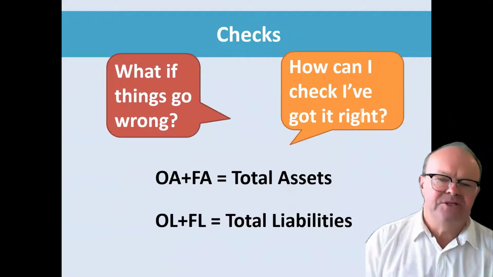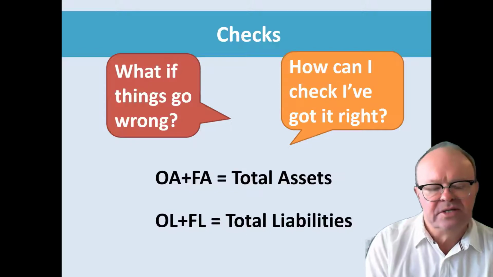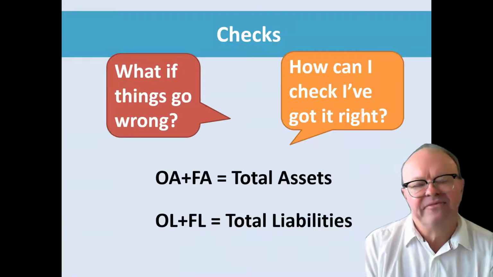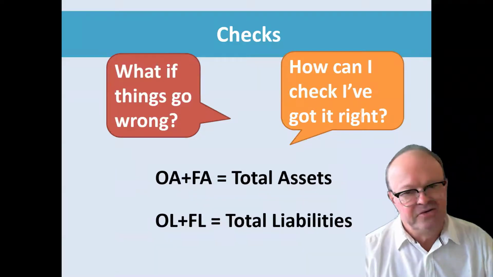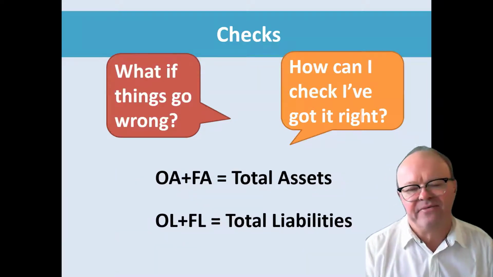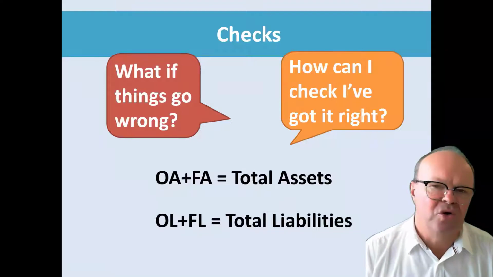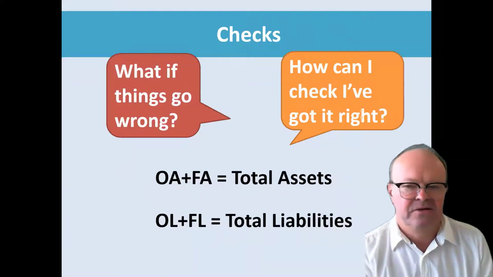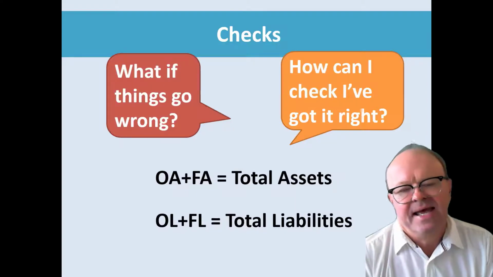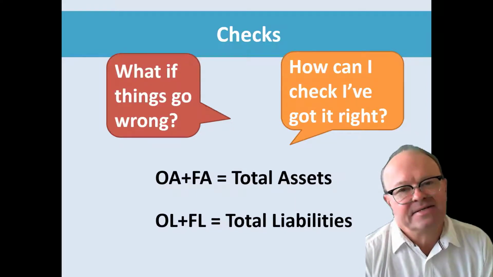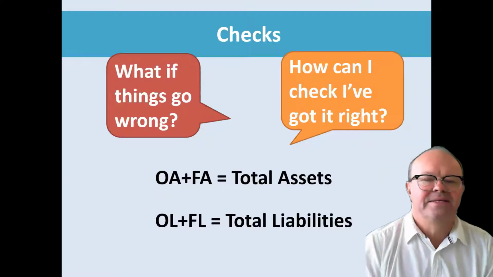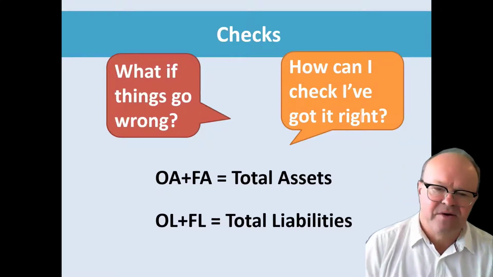Well, particularly if your balance sheet doesn't balance, you can do this little check. You can add together your operating assets and financial assets in your restated balance sheet, and then compare it to the total assets in your original financial statements. If they are the same, that's good. If they're not, then you've made some error in your operating assets or financial assets.